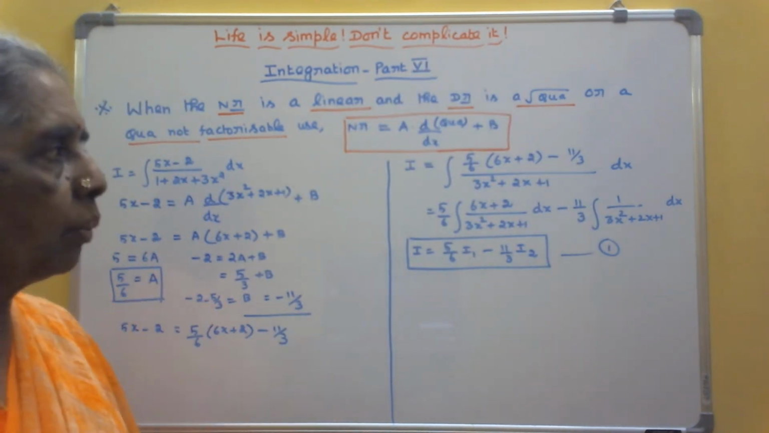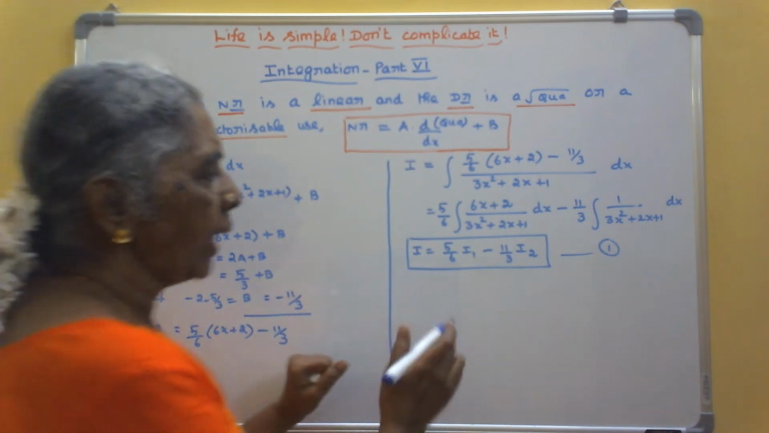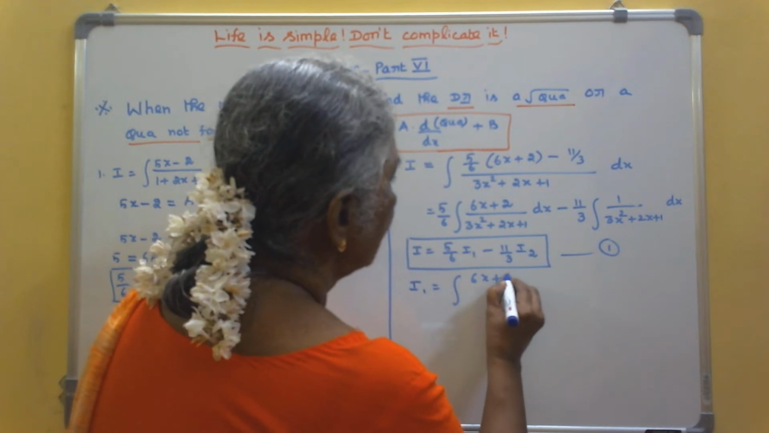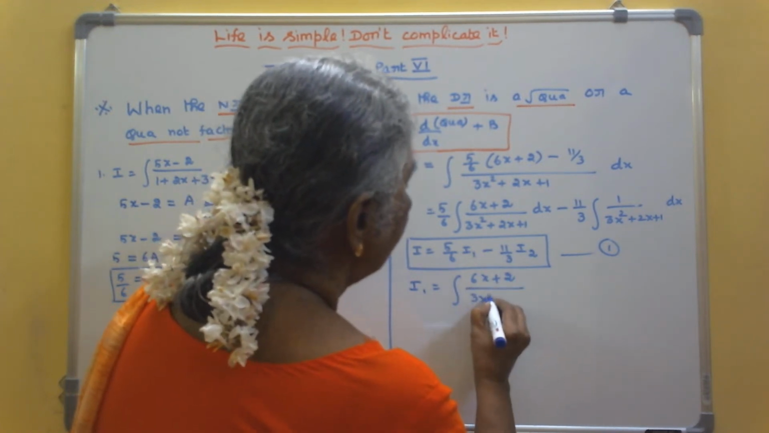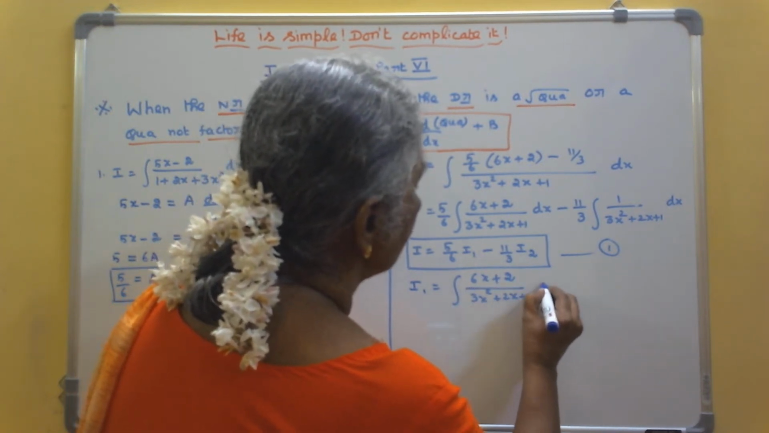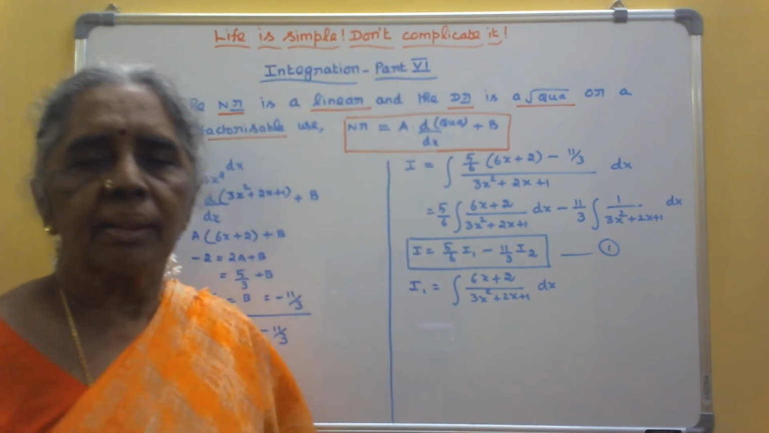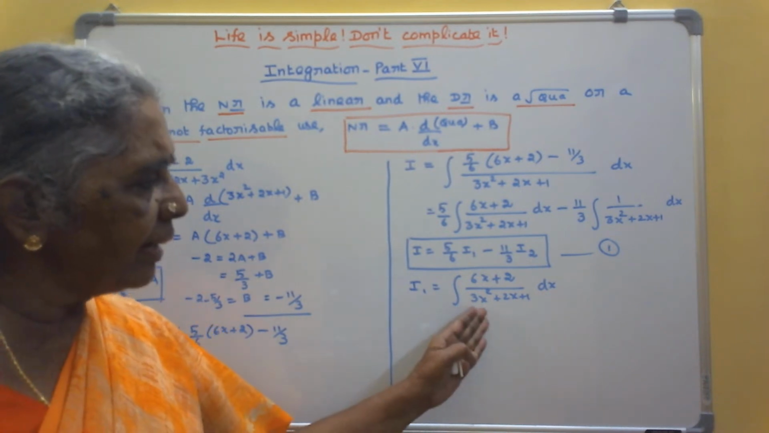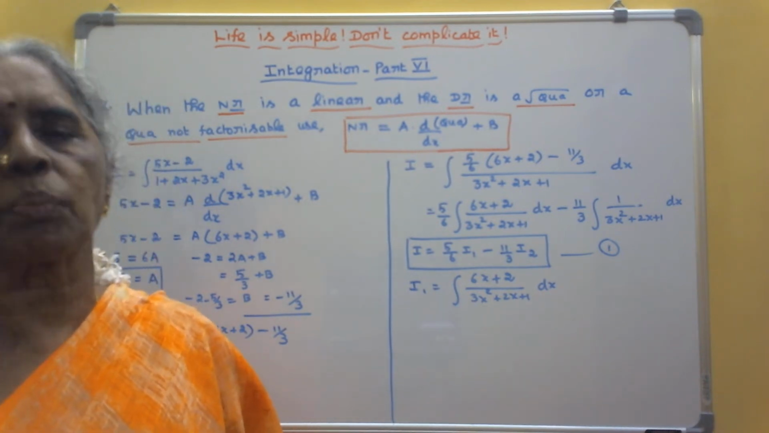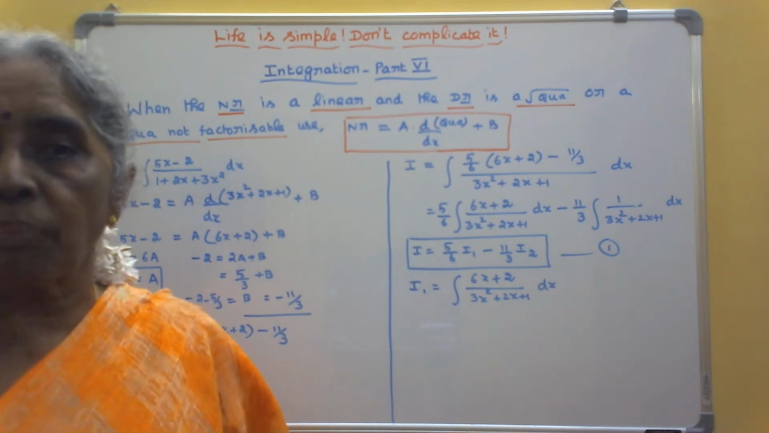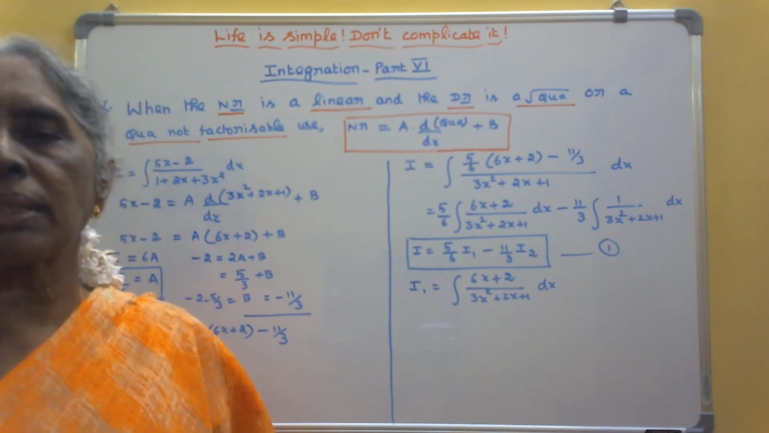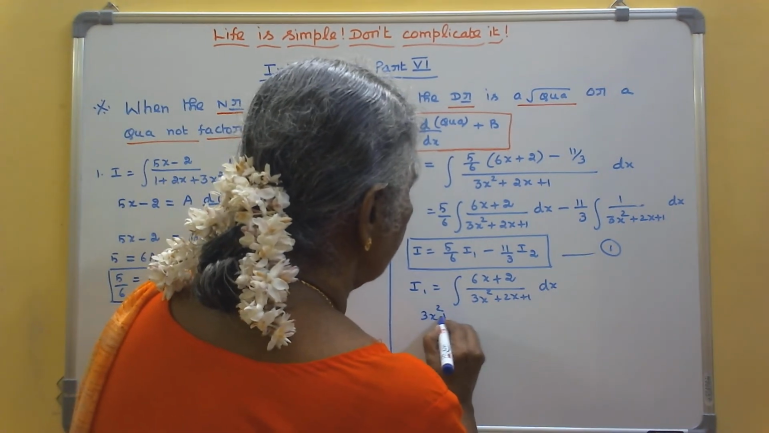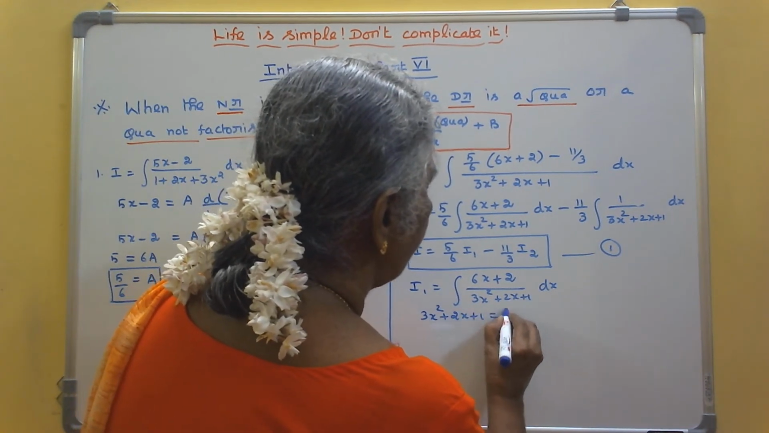Okay. So now let us do I1. Now I1 is equal to integral 6x plus 2 by 3x squared plus 2x plus 1 dx. If it is in the objective type, no need of working. You can straight away write it is log mod 3x squared plus 2x plus 1. But anyway, now if it is a subjective, then let me teach you the steps what you have to write. So now I will write 3x squared plus 2x plus 1, that is equal to t.